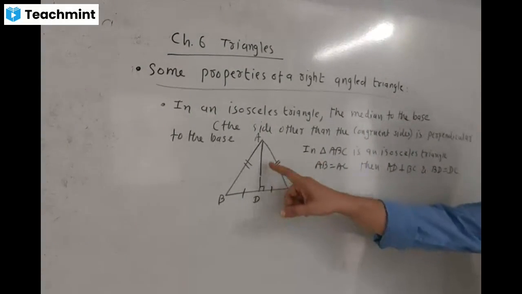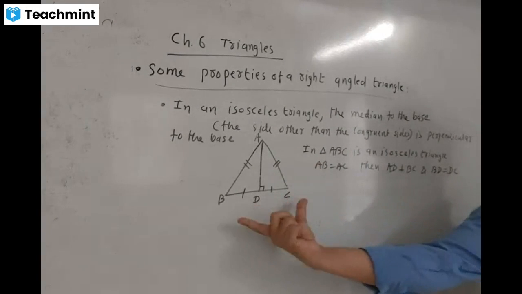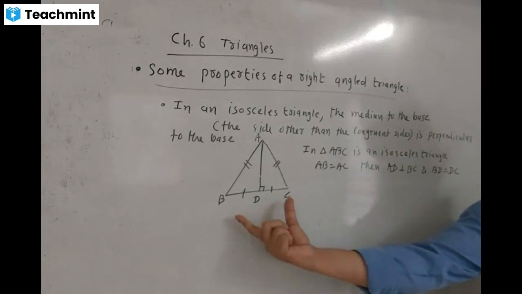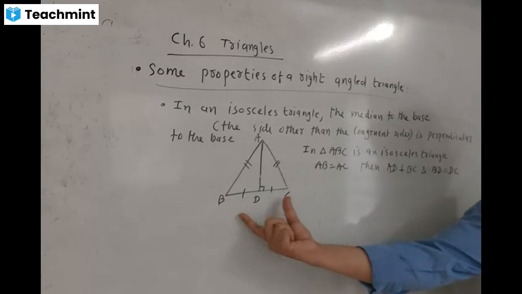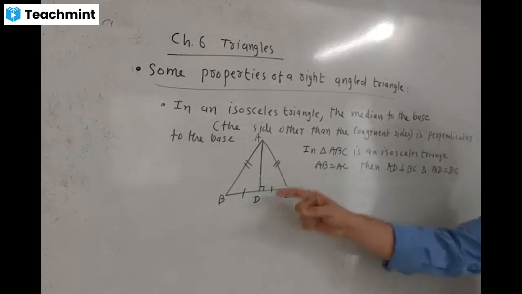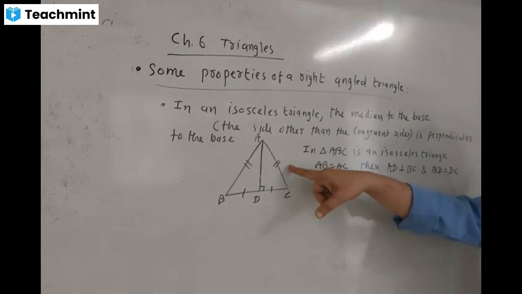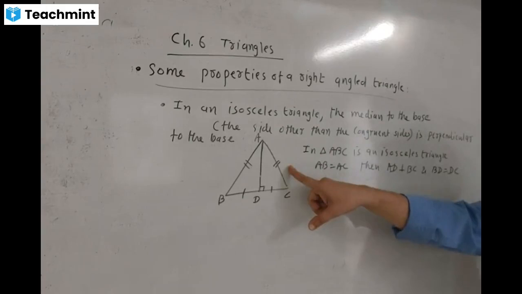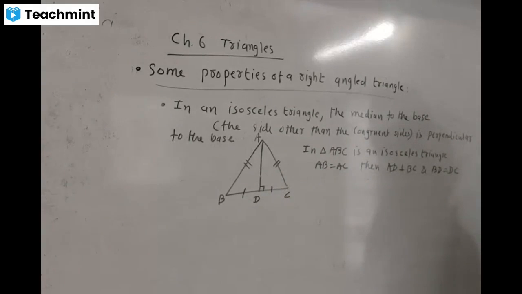ओके, तो हमें बीसी के साइड सपोज हमारे पास है BC is equal to 12 and AC is equal to 10. Then find the length of the AD by Pythagoras theorem.